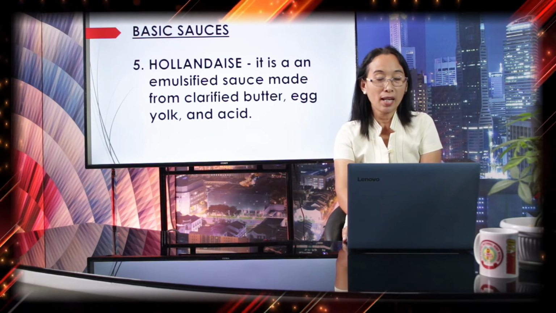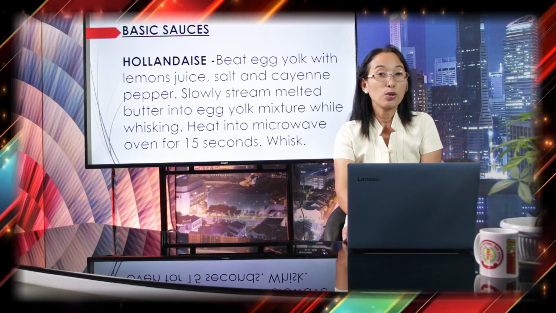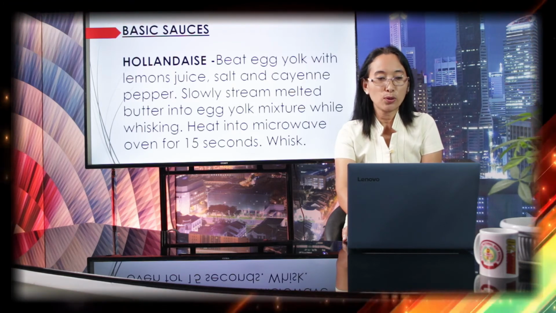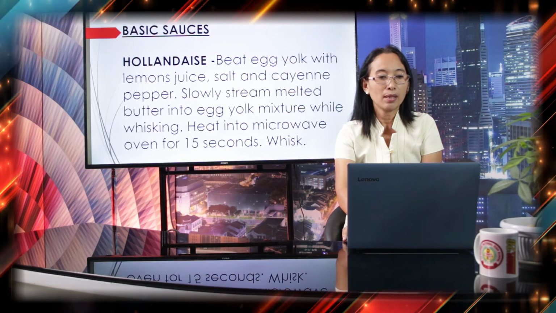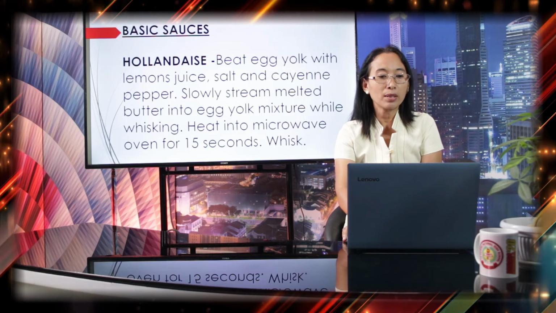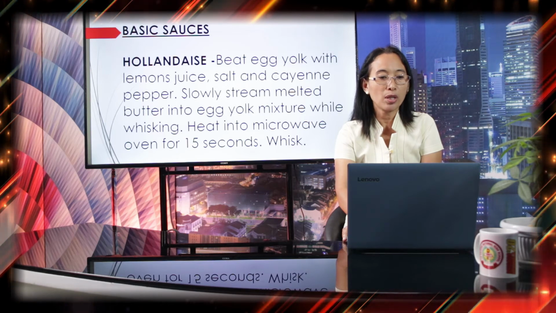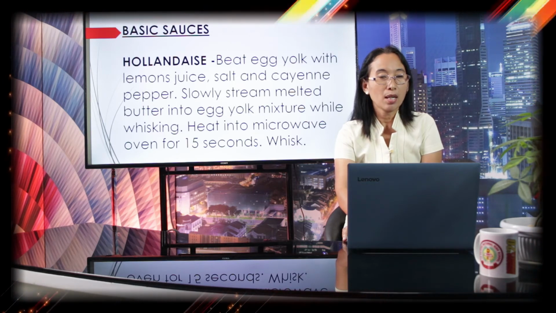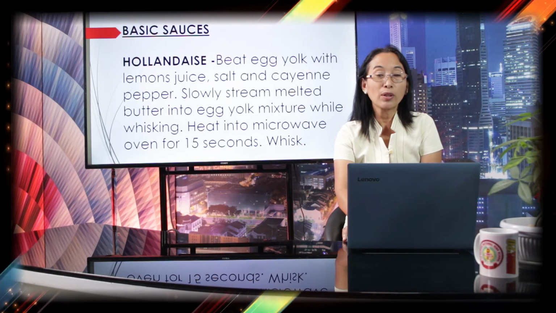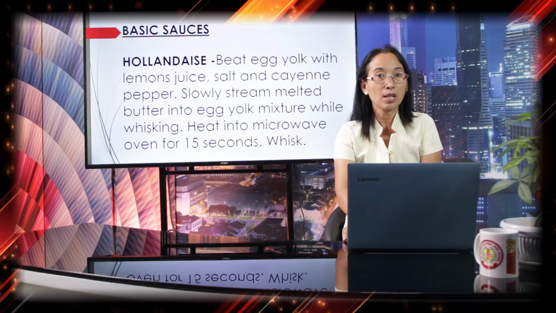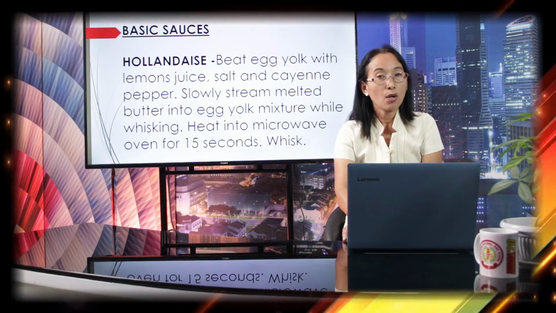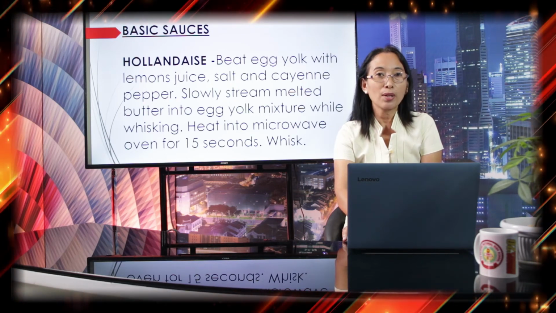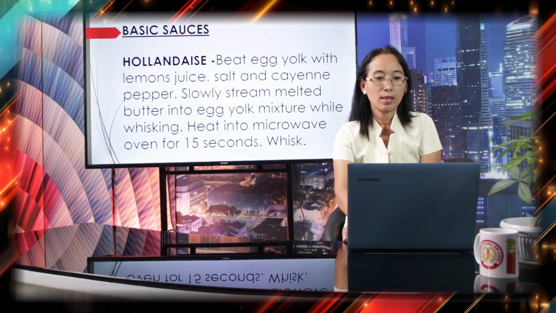How to make hollandaise? So you beat the egg yolk with lemon juice. You can also add salt and cayenne pepper. Slowly stream the melted butter into the egg yolk mixture while whisking. Then, you heat the mixture in the microwave oven for 15 seconds. Then, remove from the microwave oven and whisk. Kung wala kayong microwave oven, you can use a double boiler.